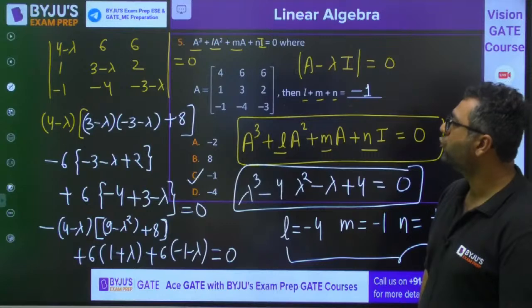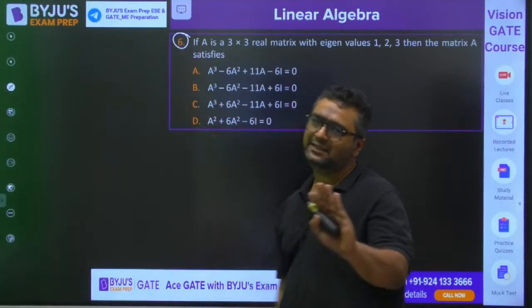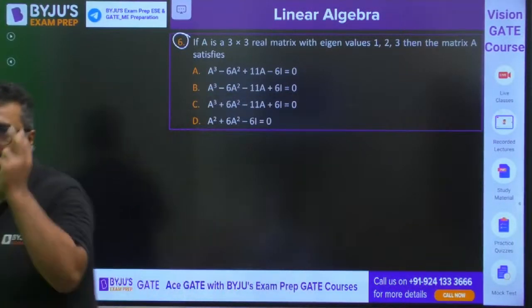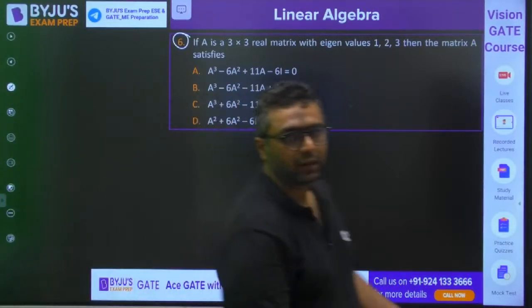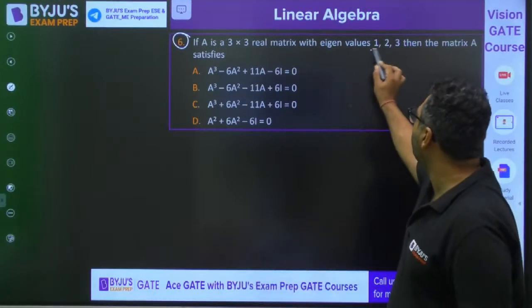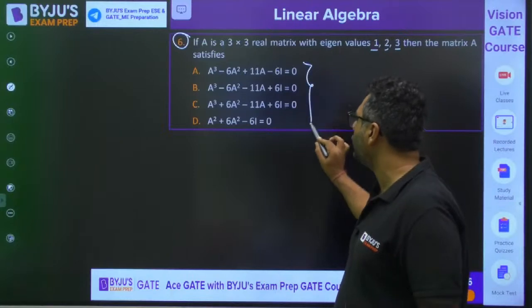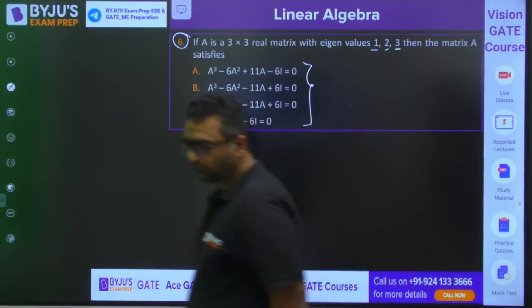Everybody got it? Question number 5 is over. Moving to question number 6. This is an easier question. I am expecting everyone will do it correctly. We have a 3 cross 3 matrix and they have given the eigenvalues to be 1, 2 and 3. Then the matrix A satisfies which of the following equations? Solve this question, guys.